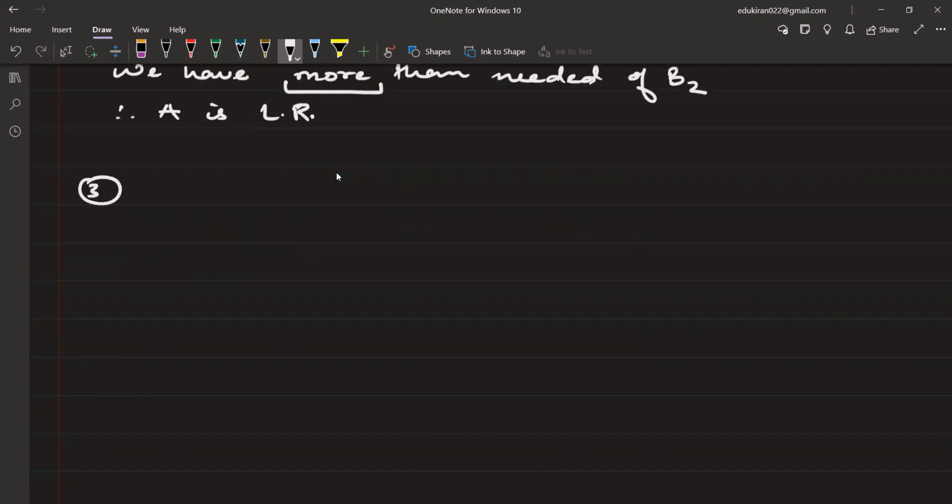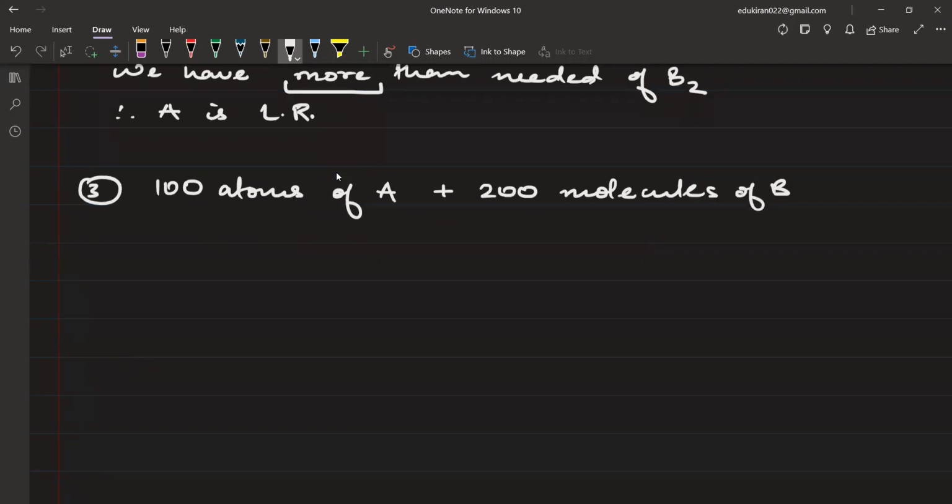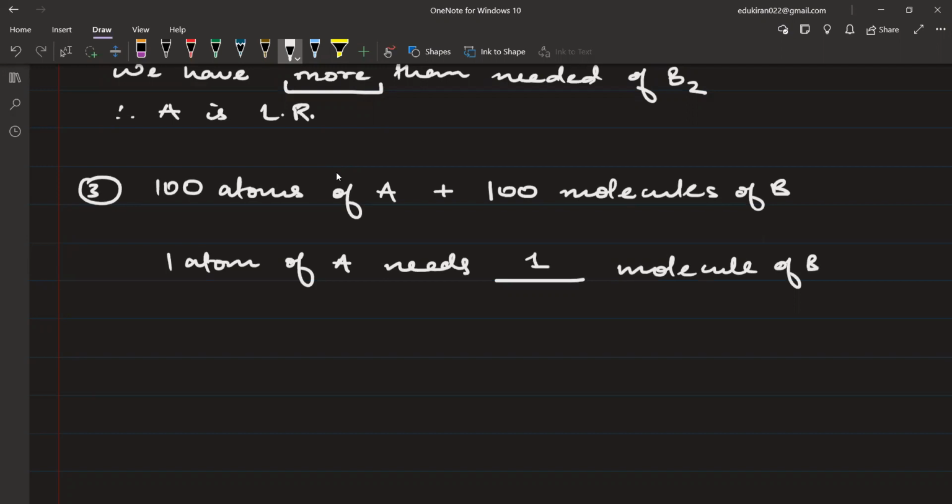Third part. 100 atoms of A plus 200 molecules of B2 or molecules of B. Now here also again same thing. 1 atom of A needs how many molecules of B according to the reaction? Sorry, this was 100. 1. So 100 atoms of A needs 100 molecules of B. Therefore, no limiting reagent, because what we have is equal to what is needed.